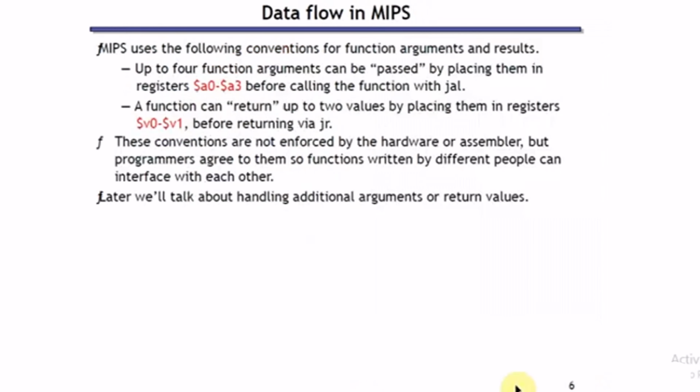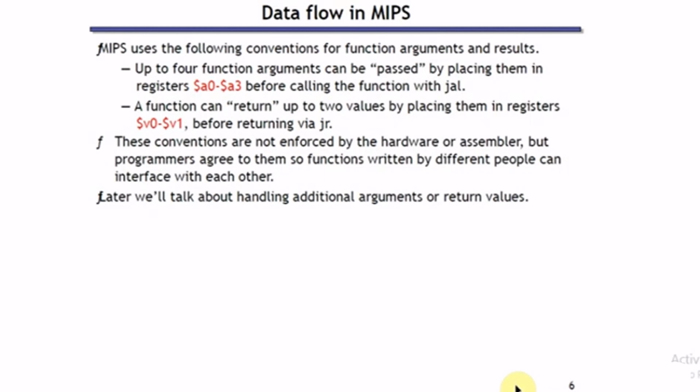How can we pass parameters to a function in MIPS? As I said, MIPS uses the following conventions for function arguments and results. You can pass up to 4 parameters by registers $a0, $a1, $a2 and $a3. These are the argument registers.